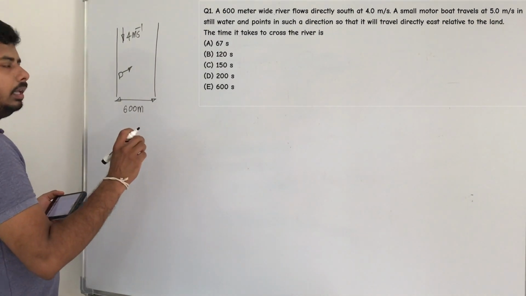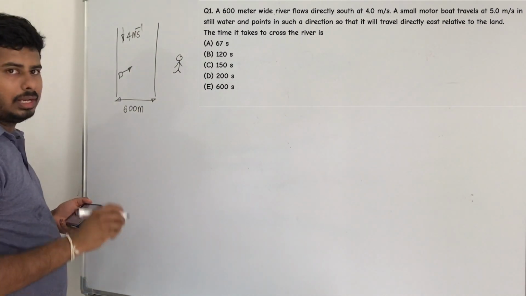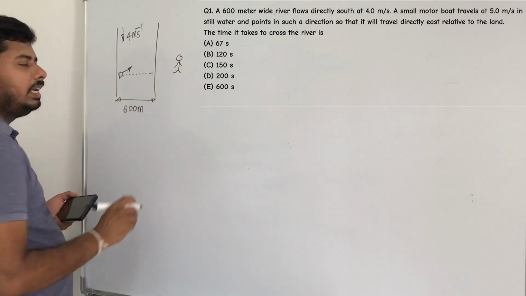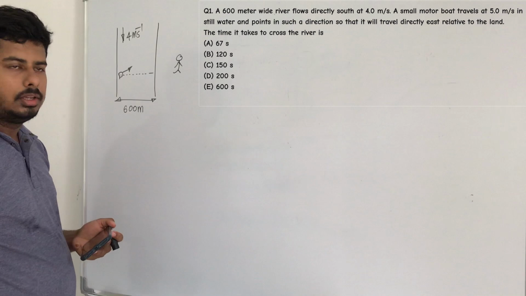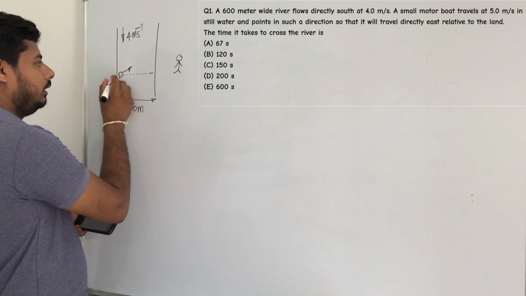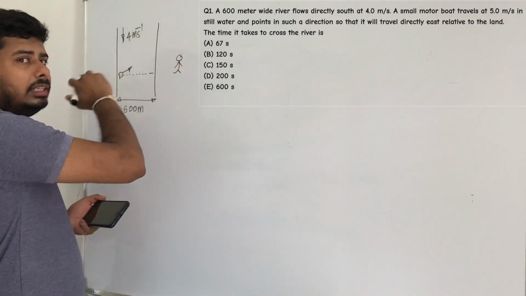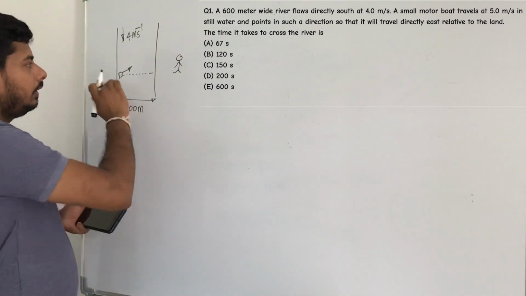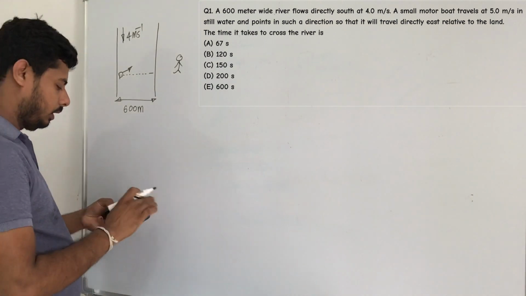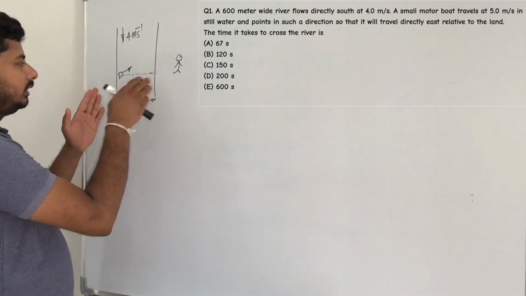That means an observer. If you consider an observer on the ground, on the land, he observes the path of this boat is directly east. So it is like this. This person is observing from the land and observes that this boat is moving directly to the east, not to any other direction inclined to the east. It is going directly to the east. And the question is asking: what is the time taken for the boat to cross this river?